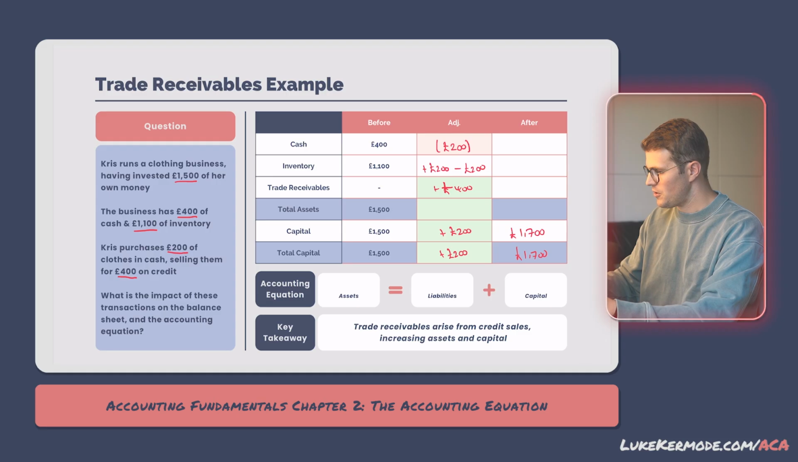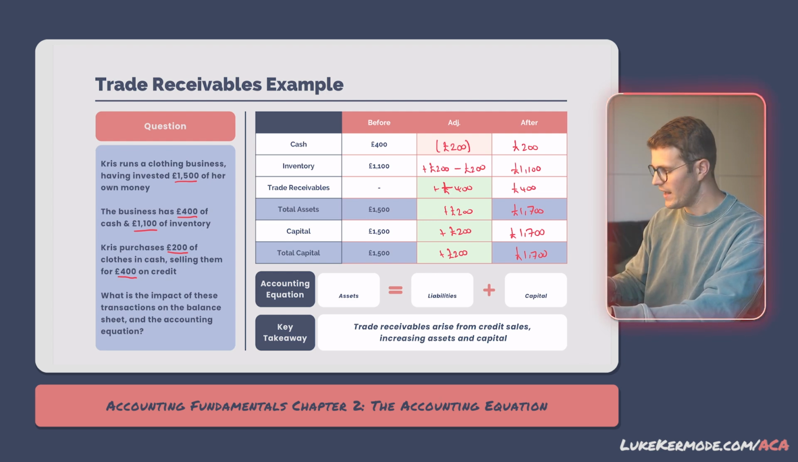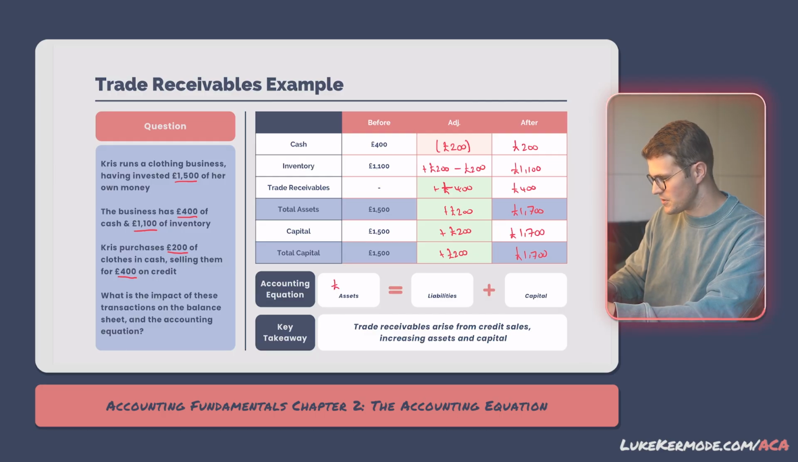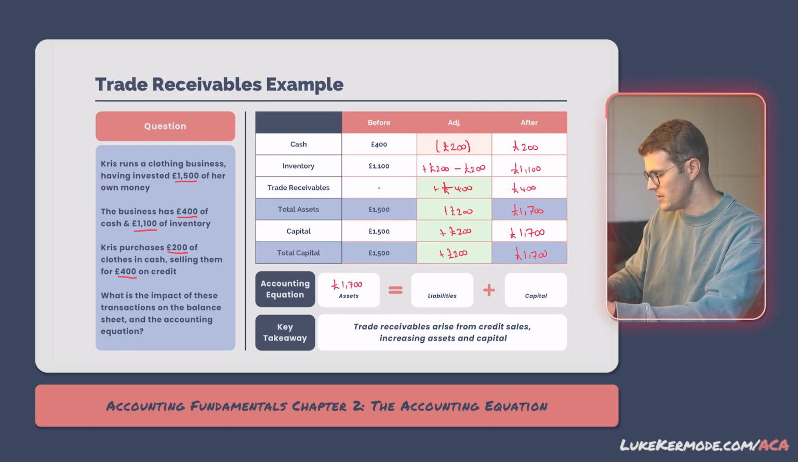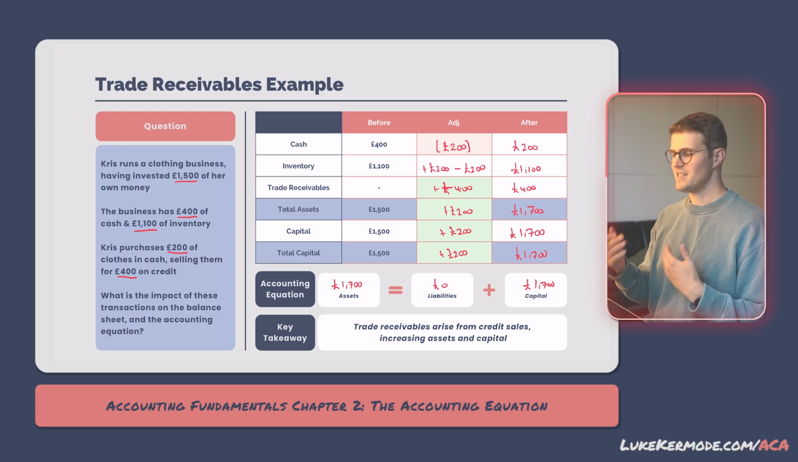The final balance sheet shows £200 worth of cash, 1,100 of inventory, 400 of receivables, and 1,700 of total assets. And then we have capital of 1,700 on the other side. So the accounting equation again remains perfectly balanced. We have £1,700 worth of assets funded by £0 worth of liabilities plus £1,700 worth of capital. So this example shows how trade receivables arise from credit sales and how profit feeds back into the capital of the business.